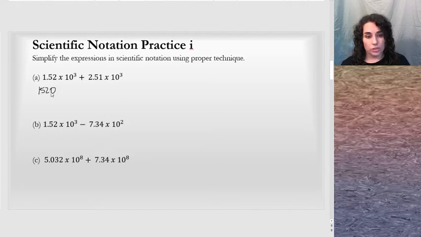Yeah, there's 3 decimal places, 1, 2, 3. I move it over. So I'm adding 1520 plus 2510. Those are the two things I'm adding.